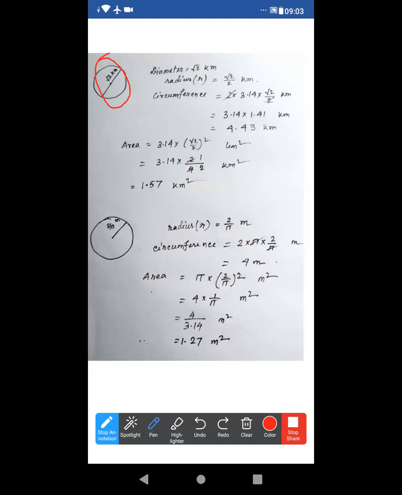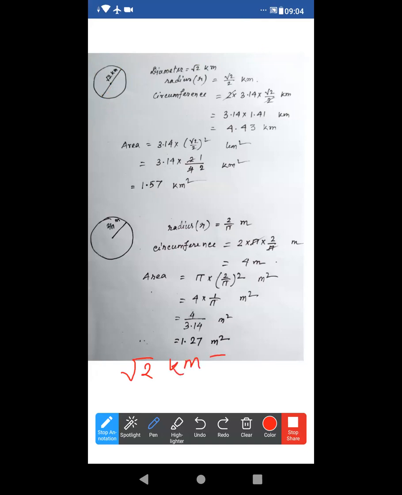Look at this. Basically, this one here, the diameter is given as √2 kilometer. Yes, basically, as it is a root, that's why you are getting confused. No need to think about this root too much. Just look at this. It is given √2 kilometer.